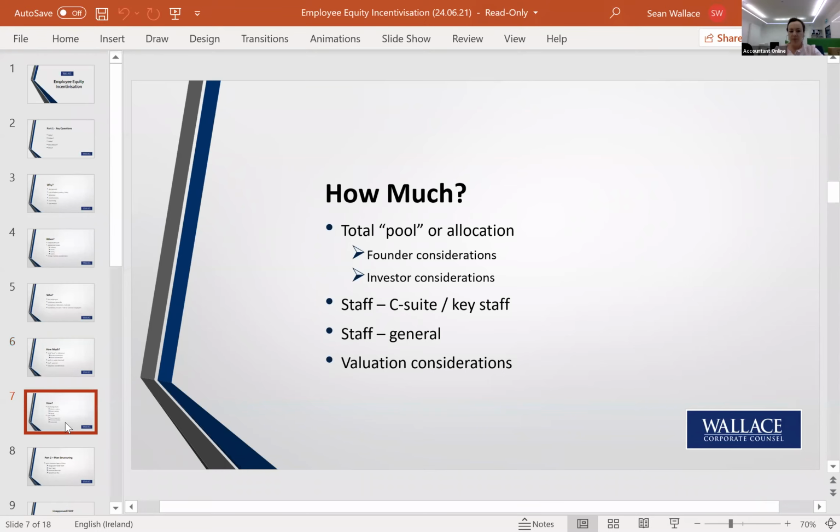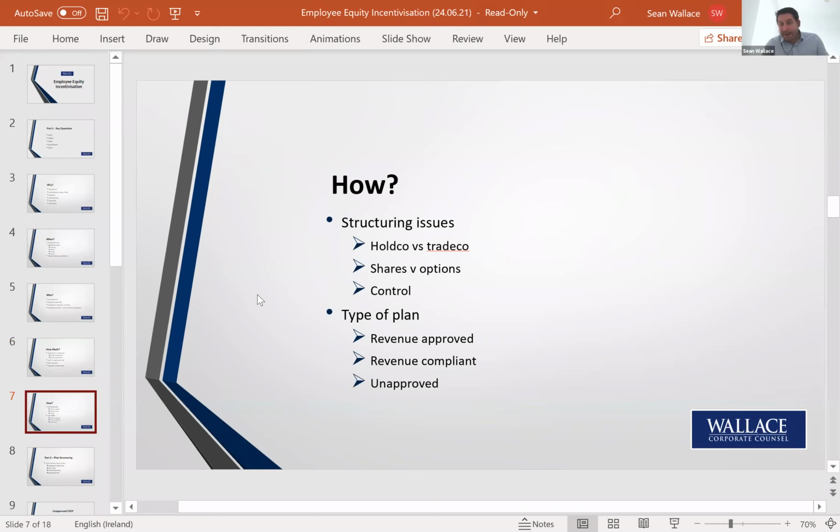Okay, great. And then finally, the how. There's a few structuring issues around this, and we can get into the detail later. But firstly, if you've got a number of companies in your group, a trading company, a holding company, this is a question we often get asked. I would say the investment funds will always go to the holding company, and companies are 9 times out of 10 sold at the holding company level. So your employee equity should always be at the holding company level. That'll be the first one. The shares versus options, as we said, and what is an option, I guess, is the obvious question. An option is a future right to acquire a share.